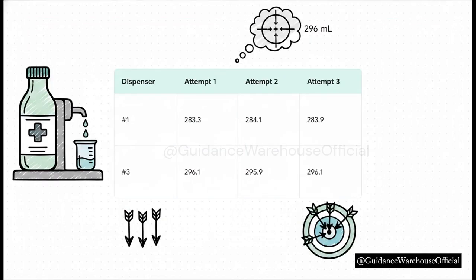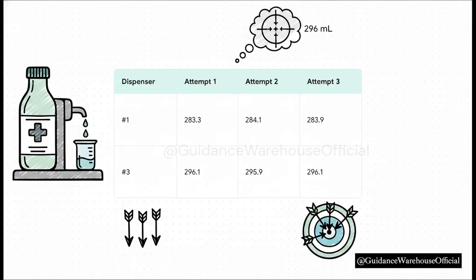Let's look at how this actually plays out in the real world with some pharmaceutical data. Imagine you're a quality control chemist. You're checking the factory machines that dispense exactly 296 milliliters of cough syrup into bottles. Dispenser number 1 is giving us 283.3, 284.1, and 283.9. Notice how incredibly close together those numbers are? They only vary by a few tenths of a milliliter, so that is highly precise. But they are nowhere near our 296 milliliter target.